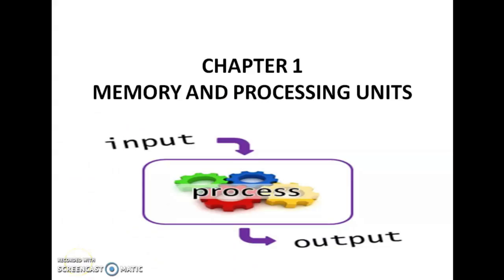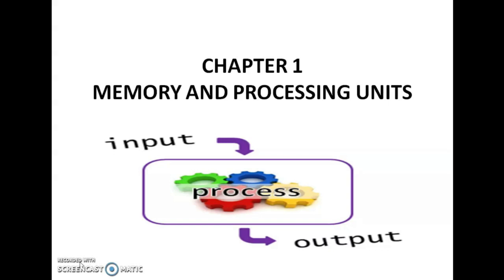So, what is the definition of a computer? Yes, computer is an electronic machine which converts data into information. So, whatever we are giving, that is the input, that is the raw data, and it is processed by the computer, and after processing it returns as an output. So that is it. Now let us see how data is processed in a computer. Children, let us start our first chapter of IT, memory and processing units.